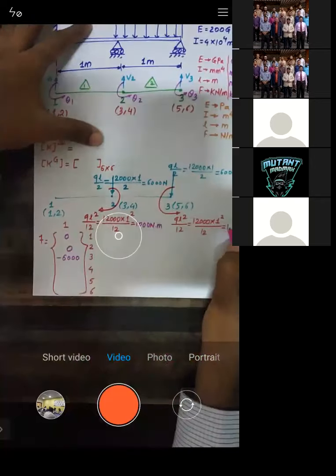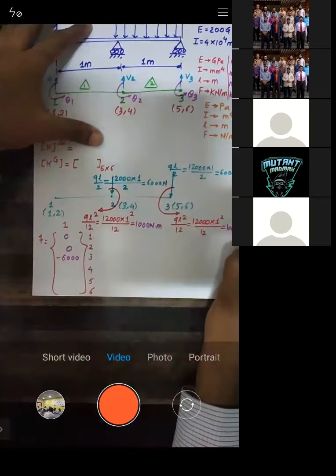Right? This will get as 1,000 Newton meter. So see, this is anti-clockwise. This is clockwise. So this is minus 1,000. Next, go to here. This is downward. This is upward. So again, this is minus 6,000.